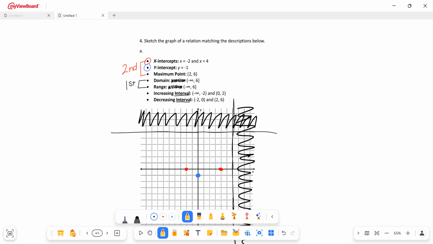Okay, now maximum point, that just means there's a point there, and this one just happens to be the highest. The next one that you see, you're going to see it's a minimum point. Nothing changes with that. It's just going to be a low point instead of a high point. Okay, so at 2, 6, we have our next point. And this one I'll do with black. So at 2, 6.